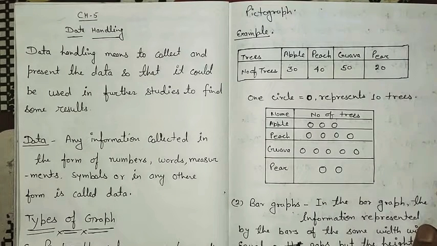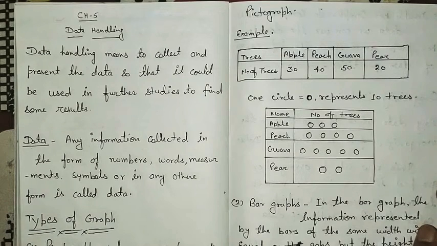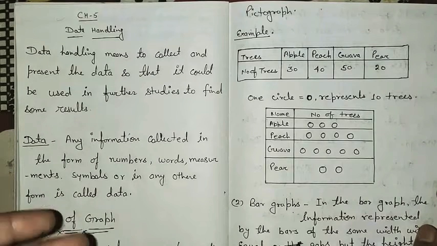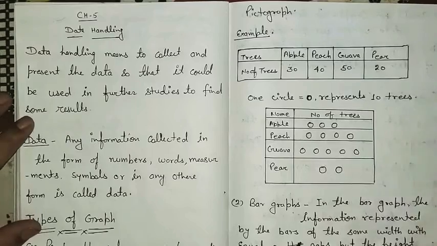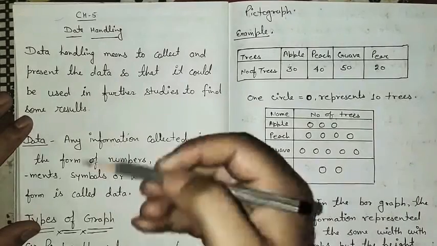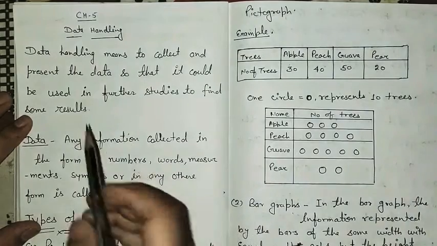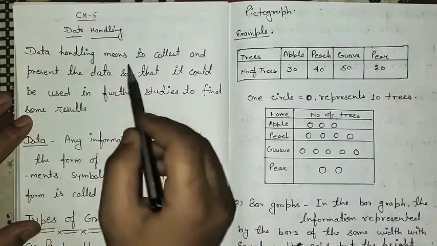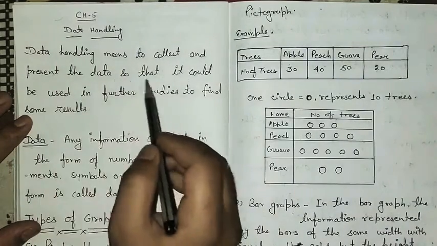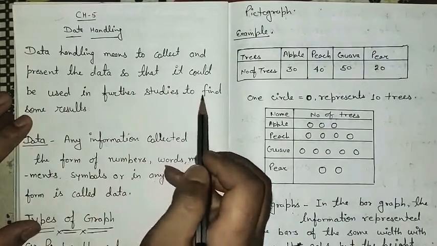What he will do, he will count the number of students whose height is between 120 to 130, 130 to 140, 150 to 160 likewise. So that time he will tell me the total number of students. That time I can easily identify the result, whatever result I want to find. So what is the meaning of data handling? Data handling means to collect and present the data so that it could be used in further studies to find some results.